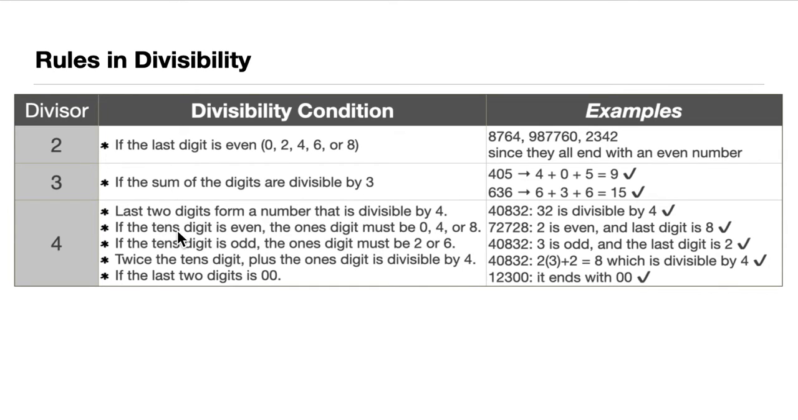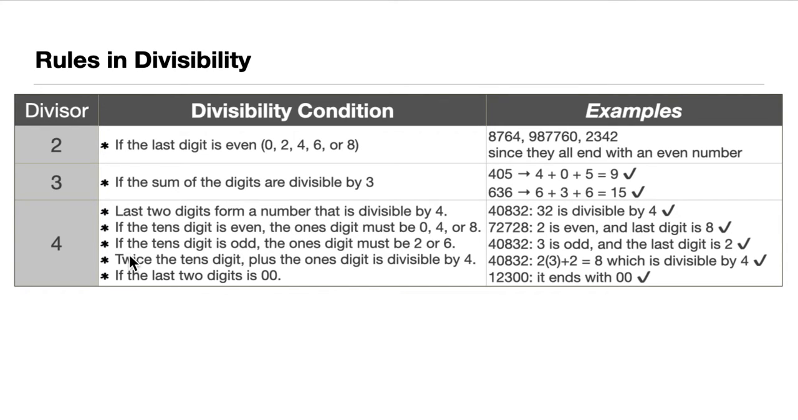Next, if the tens digit is even, the ones digit must be only 0, 4, or 8. Let's try here. 72,728. The tens digit is 2, so it's even. Let's check if the ones digit is 0, 4, or 8, and it is 8. So actually, you can look at this as 28. Using rule number 1 for divisibility by 4, it still follows that it is divisible by 4.